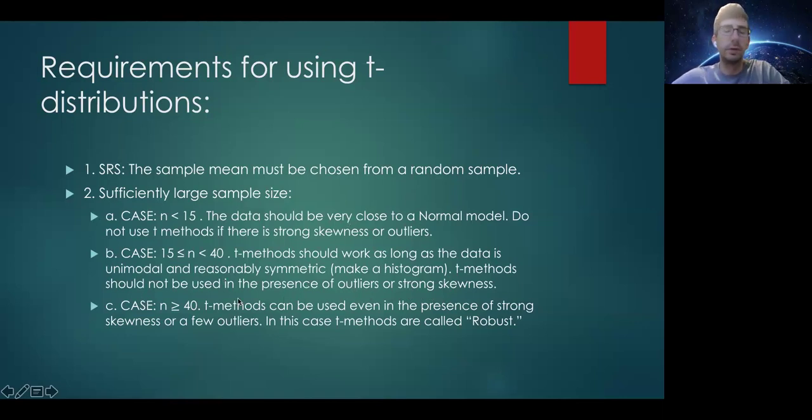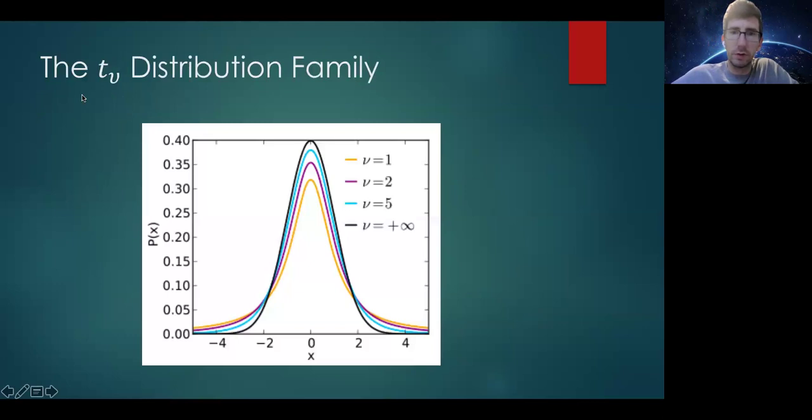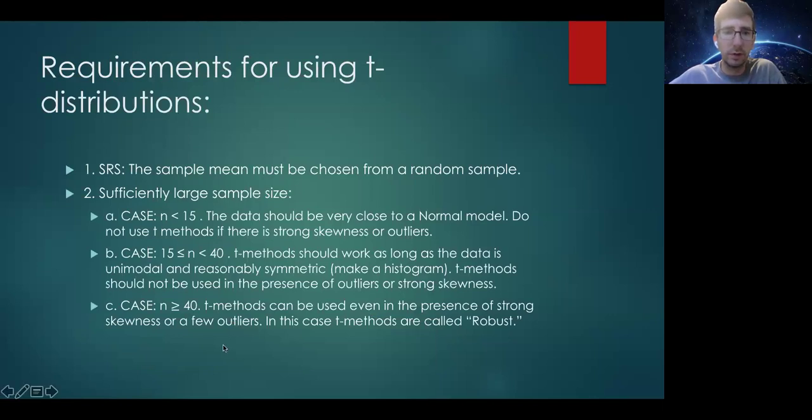And then finally, if we have a sample size of greater than or equal to 40, then our t-methods can be used even in the presence of strong skewness or a few outliers. And in this case, we call t-methods robust. And that goes back to this graph, right? We said that if we had a large enough sample size, large enough degrees of freedom, then our t-distribution will be close enough to normal, even in the presence of skewness or these outliers.